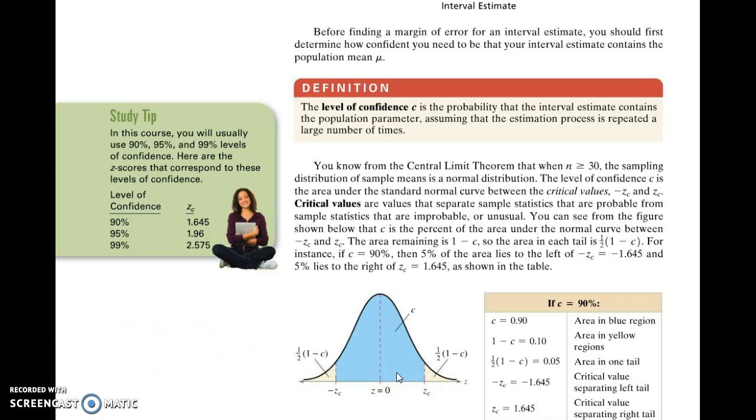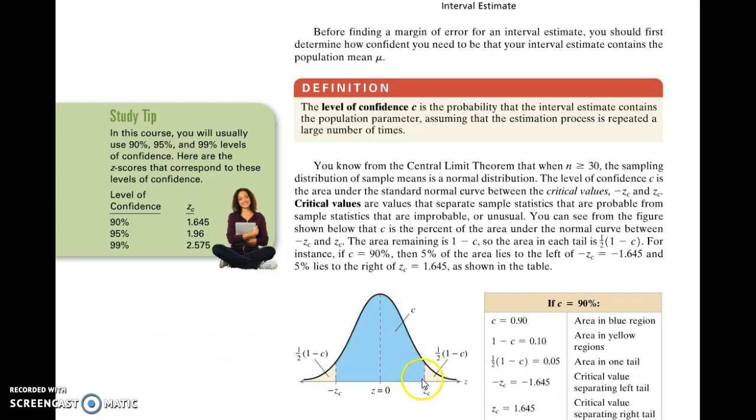Or another way to think of that, 90% of the samples we get, the mean of those samples is going to be in the blue area. Now, how do we get these numbers, the 1.645?